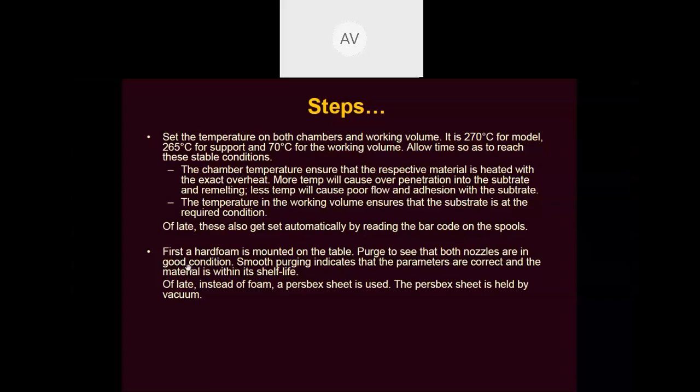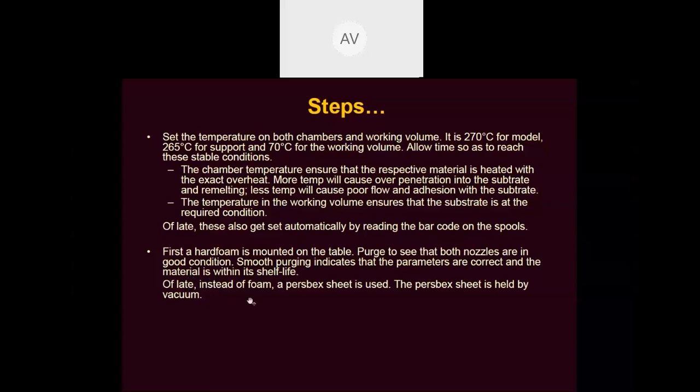So first, for 2-3 layers, we pour the material, the hard foam earlier material, we will paste it, and we have to check that it is working in good condition or not. And then the smooth purging indicates that parameters are correct. After that the smooth purging will be there. So it will check that the parameters are correct or not and then that the material is within its shelf life.